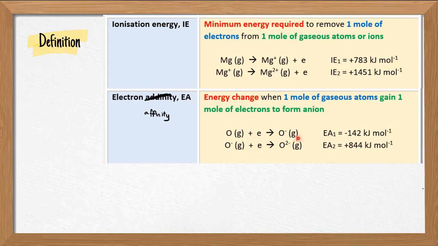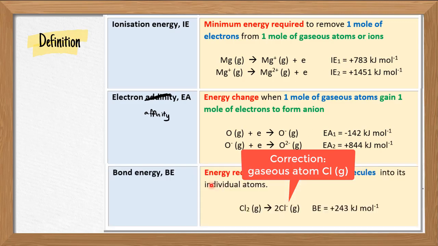We will do it step by step. EA1, we gain one mole of electron. EA2, we gain the second mole of electron. So similar to our ionization energy, where we remove electrons one by one, for EA, you gain electrons one by one.